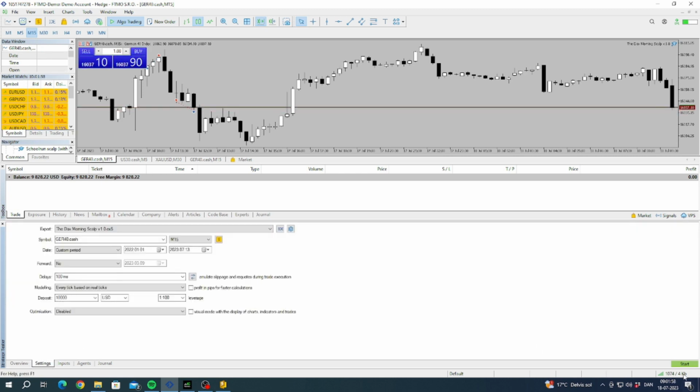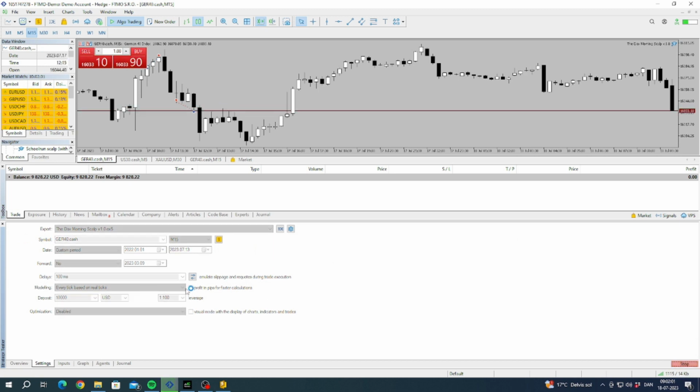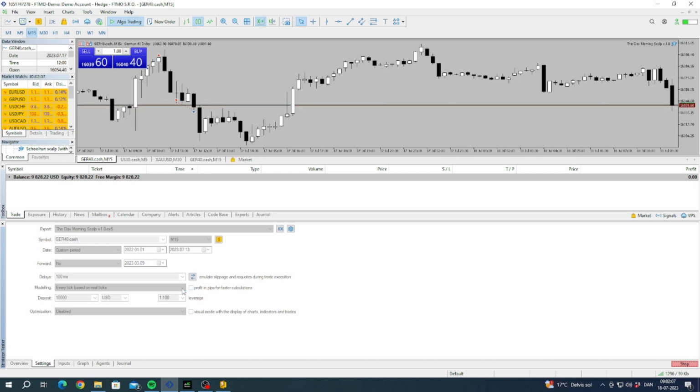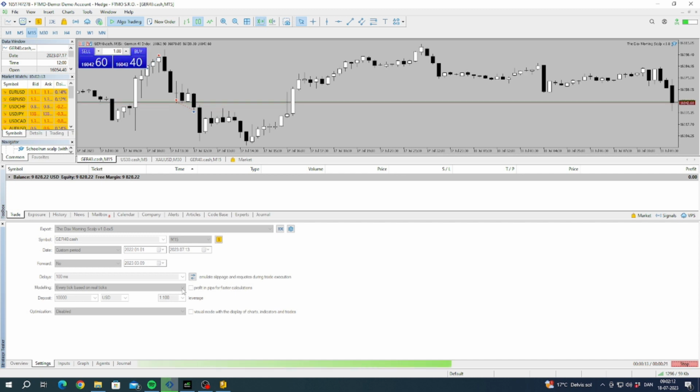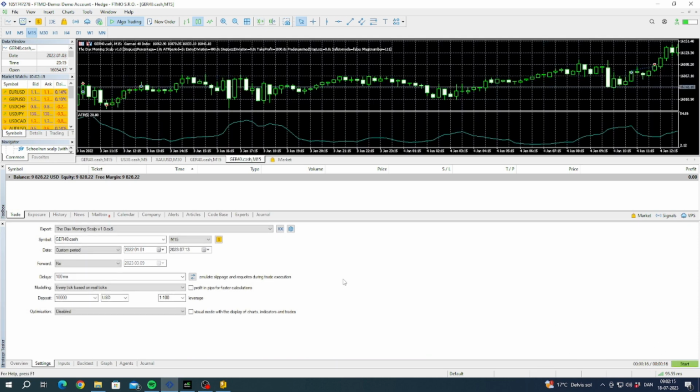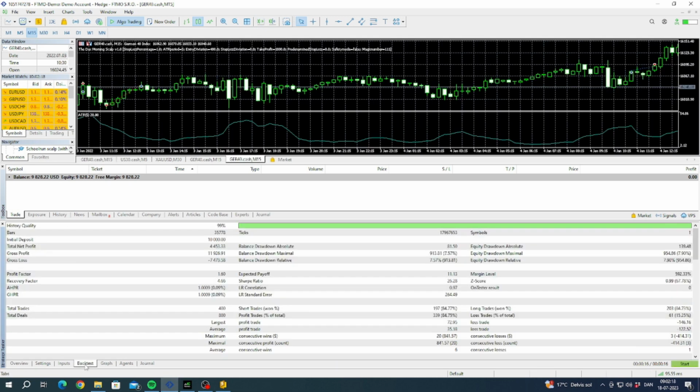But if we start it here, we'll see the strategy just working, and the test should not take very long because the code is actually quite optimized. So you can see here it only took 15 seconds to do a year and a half worth of testing. And you can see the results here, and history quality should be at least 99%. So make sure to look out for that as well.